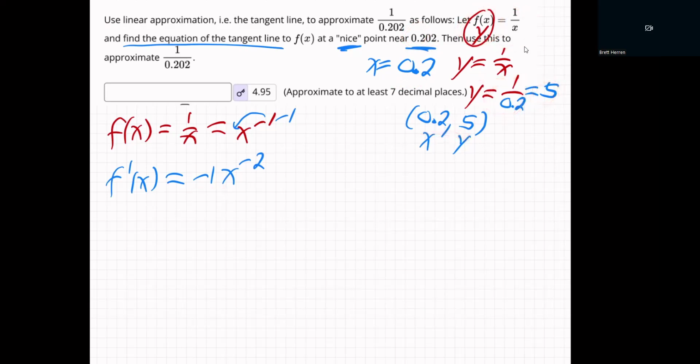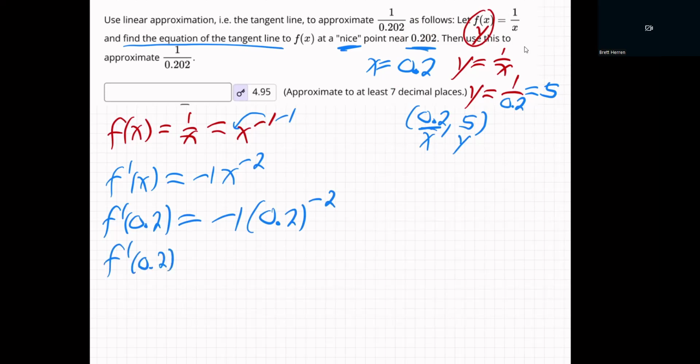Back to this now. So now we want to know f prime at 0.2. Plug in that 0.2. Okay, so if you hit the buttons on the calculator, you'll find that is negative 25. And that's going to be your slope, your m, on that.